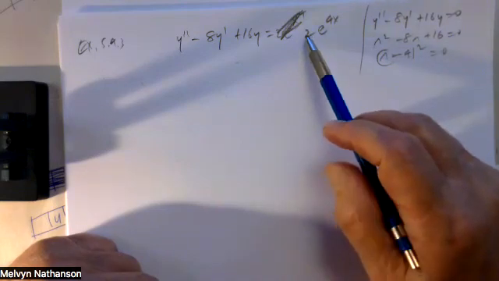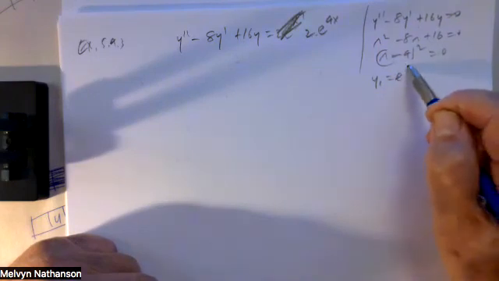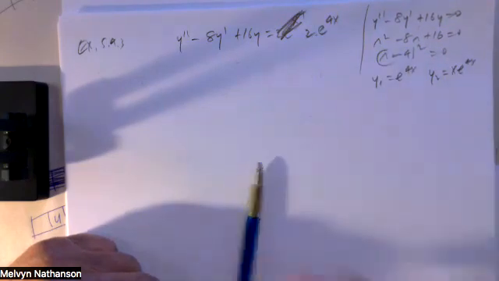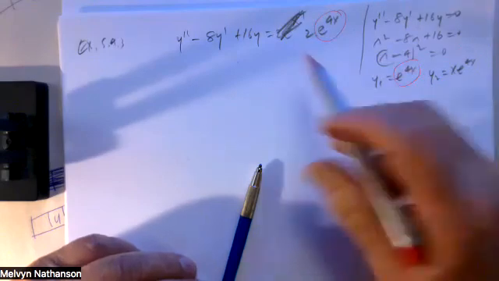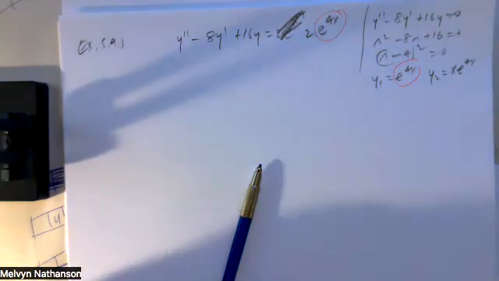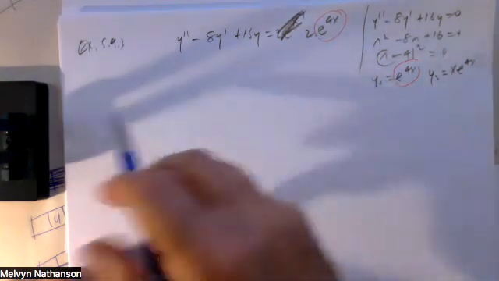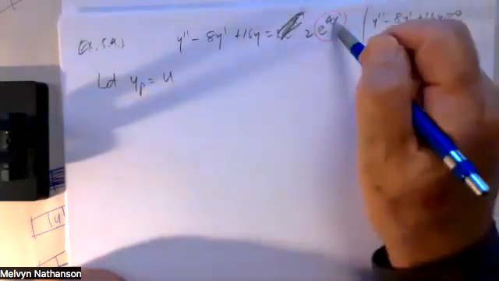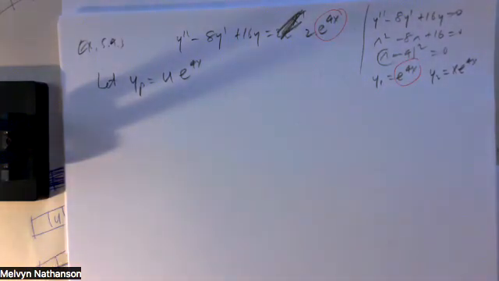So a fundamental set of solutions for this equation is y1 = e^(4x) and y2 = xe^(4x). And unfortunately, e^(4x) is a solution of the homogeneous equation. So to look for a particular solution, I want to let y_p be some function u times e^(4x) and see if I can figure out what u has to be.